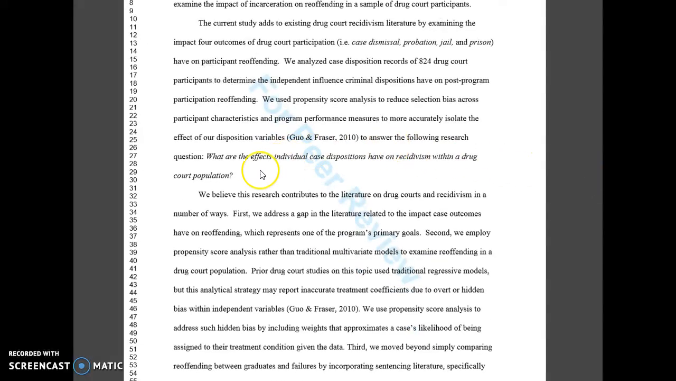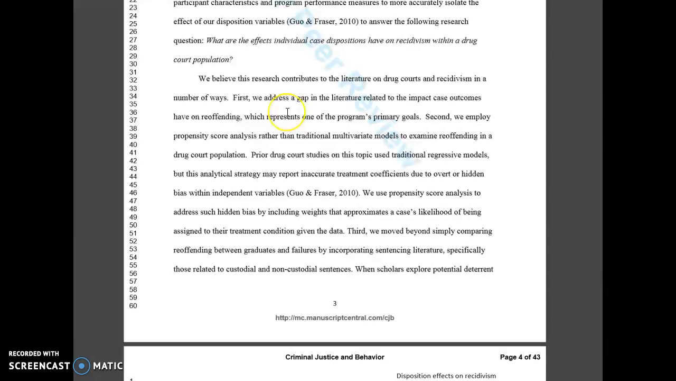Also, in this paragraph, you see the primary research question. Now, not all research articles are going to have it italicized. Of course, I and a couple of other individuals wrote this research article, and my preference is to italicize the research question. So the primary research question is, what are the effects individual case dispositions have on recidivism within a drug court population? And you see in the paragraph below, we actually discuss how we're going to contribute to the existing literature.